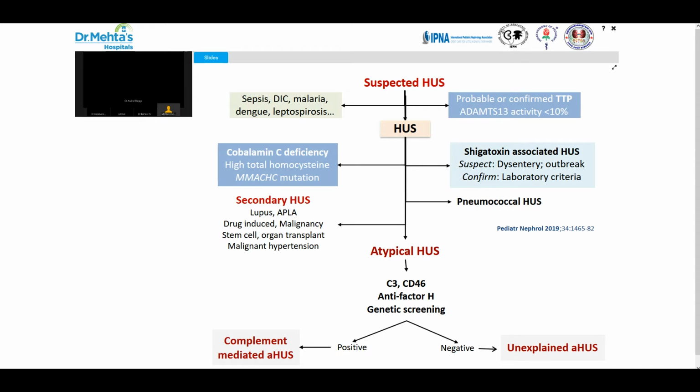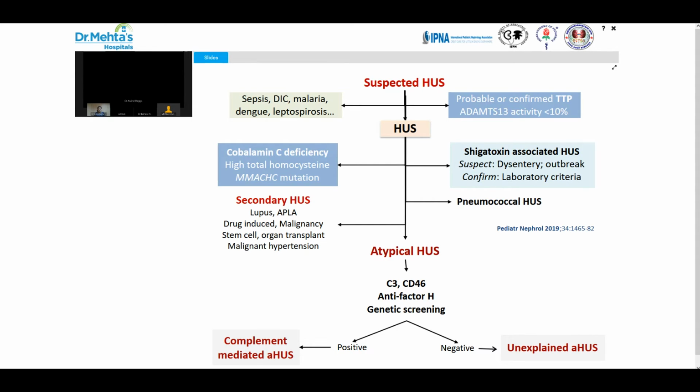TTP is uncommon in children. But if you have thrombocytopenia, take samples for ADAMTS13, try to get these activity done. Cobalamin C is also less common, but again, one should have access to homocysteine levels. If you can't have access, at least store the samples somewhere. One should evaluate for Shiga toxin-associated HUS, particularly if there's a history of dysentery. I know that we do not have access to PCRs routinely, but they are getting more and more available. And if all these are excluded, then think about atypical HUS.